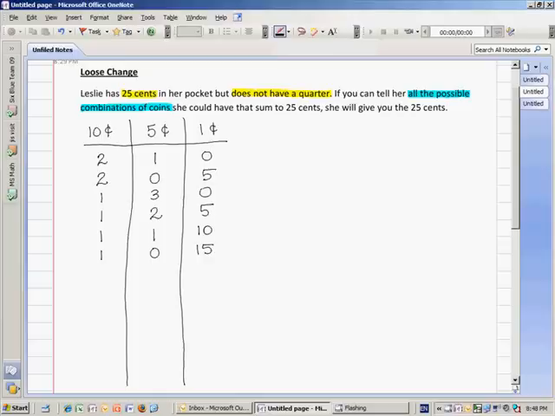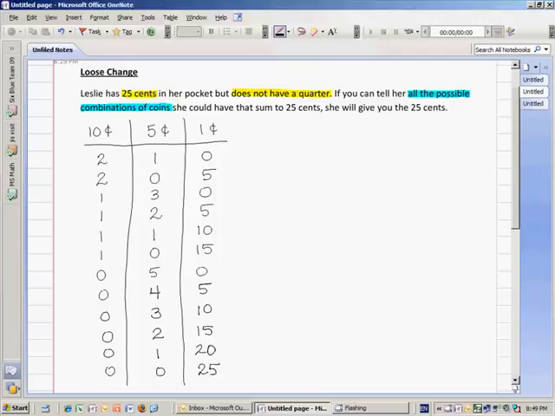At this point, you should start to notice a pattern. We're going to continue this pattern until we have all the final possibilities. So with 0 dimes, we could have 5 nickels and 0 pennies. 0 dimes, 4 nickels, and 5 pennies. 0 dimes, 3 nickels, and 10 pennies. 0 dimes, 2 nickels, and 15 pennies. 0 dimes, 1 nickel, and 20 pennies. 0 dimes, 0 nickels, and 25 pennies.